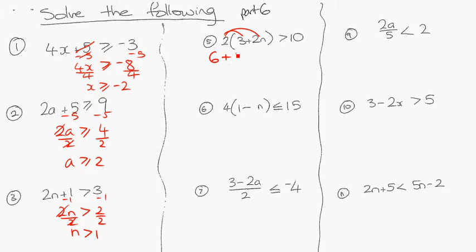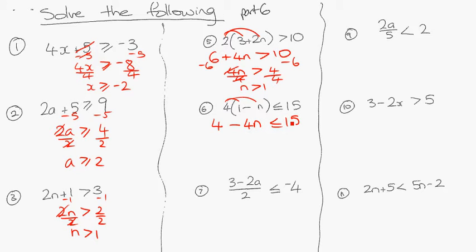Expanding. Subtracting 6 from both sides. Dividing both sides by 4 to cancel out. Once again, expanding. Now we would subtract the 4. 4 take away 4 is 0. I'm left with -4n. 15 take away 4 is 11.